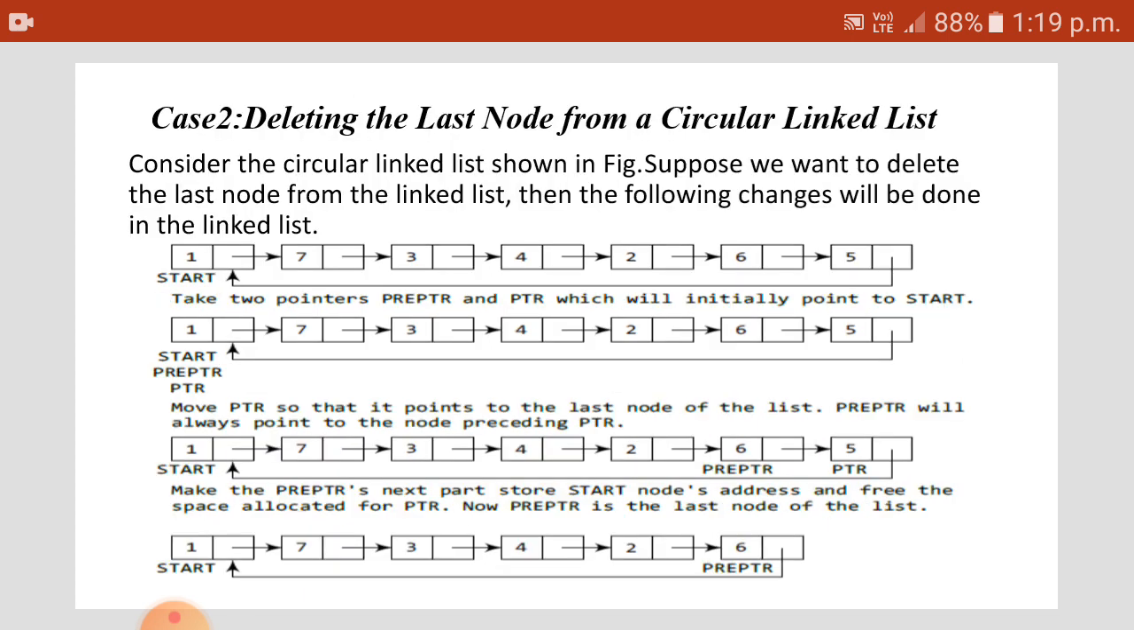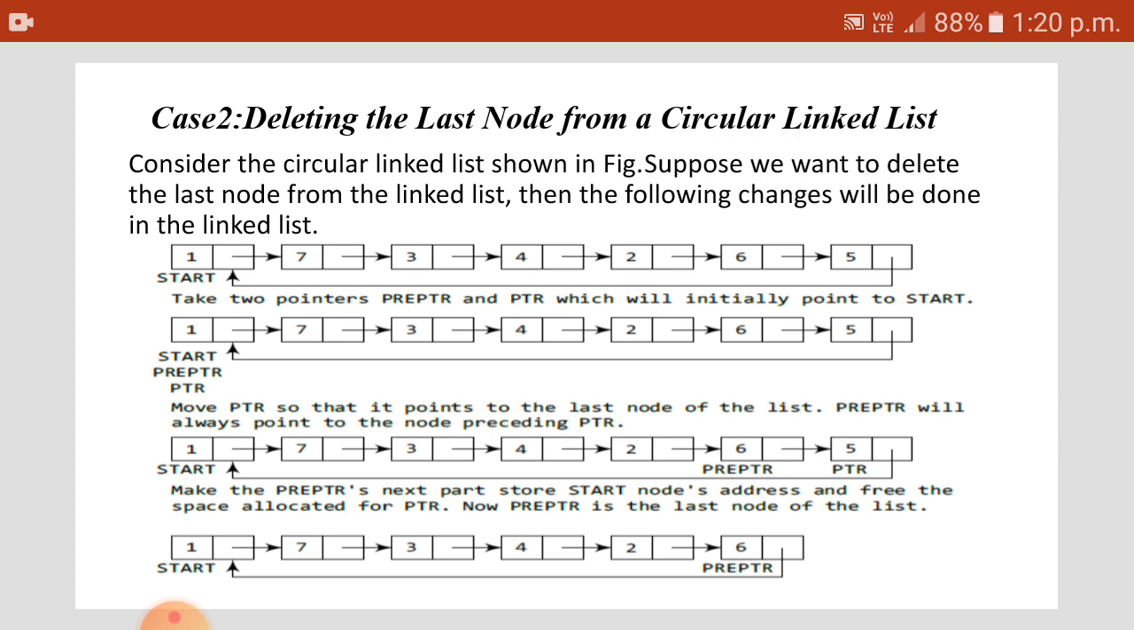Now we will discuss the second case, how to delete the last node from the circular linked list. Consider the circular linked list shown in the figure. Suppose we want to delete the last node from the linked list, then the following changes will be done in the linked list. Start always points to the first node. The last node is connected to the first node. We want to delete the last node.